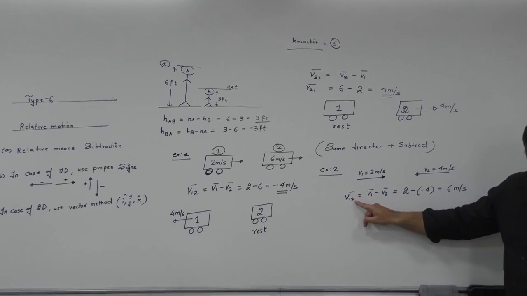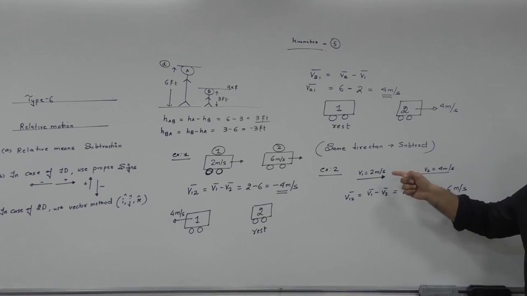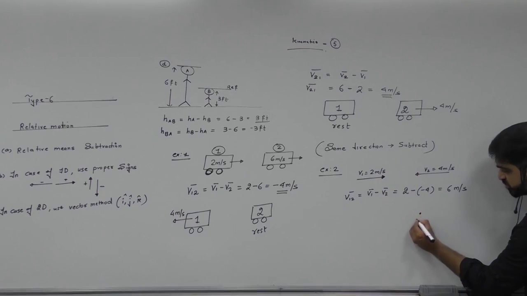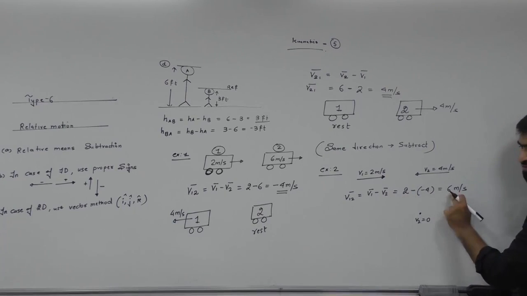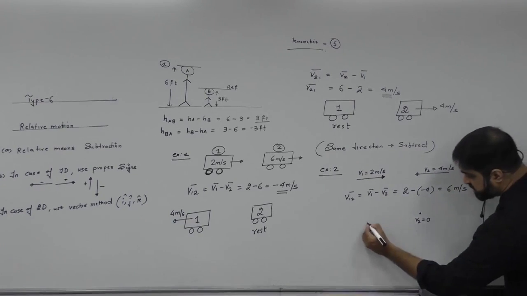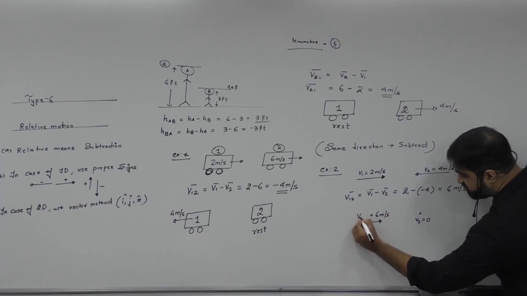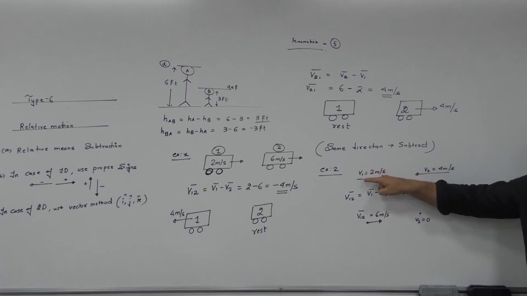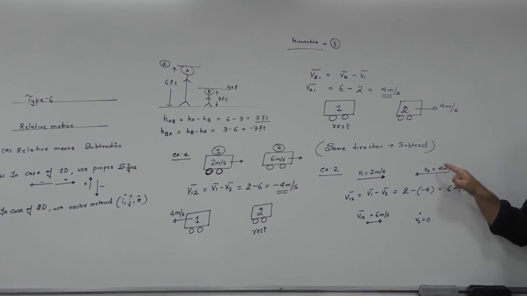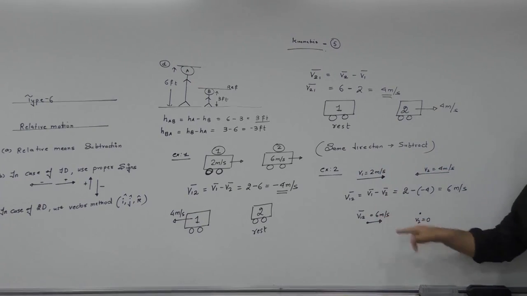Now you tell me who is looking at who? Velocity of 1 with respect to 2 means 2 is looking at 1. So in my mind I will stop 2. So can I say V2 is 0? And he is appearing to go where? With 6 meter per second. This is the velocity of 1 with respect to 2. When the person in this car looks at this car, it appears to him that this guy is coming near with 6 meter per second.